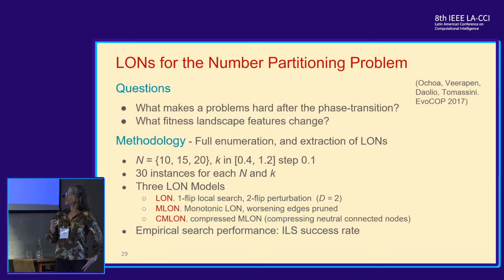Okay, so the question for this problem was: what makes the problem hard after the phase transition? Because they have the same number of local optima, as we will see. So we decided to analyze this with local optima networks, and in this case, it's fully enumerated. We found all the local optima in 30 instances, and we generated this model.